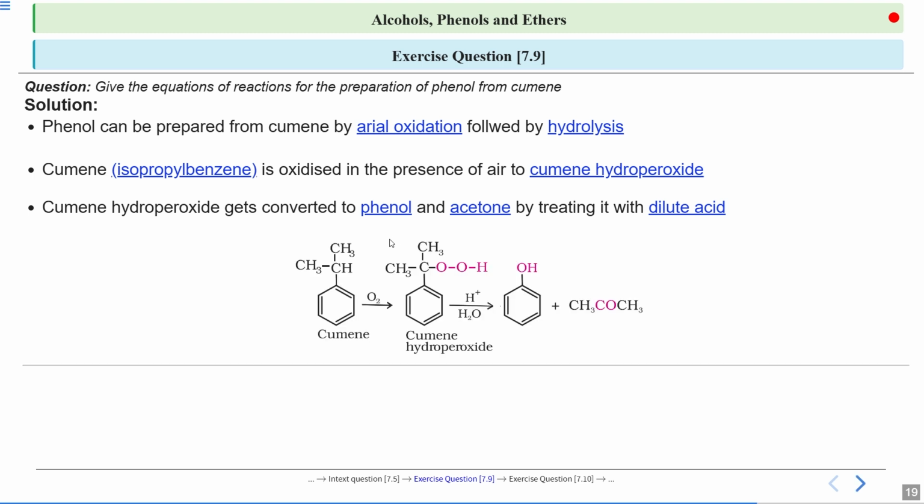So see, this is cumene, where the isopropyl group is here. When you do the oxidation of this cumene, you will see a peroxide linkage. This peroxide linkage is unstable, so it will break in the presence of acid and form phenol and acetone as the side product. We discussed it today itself.